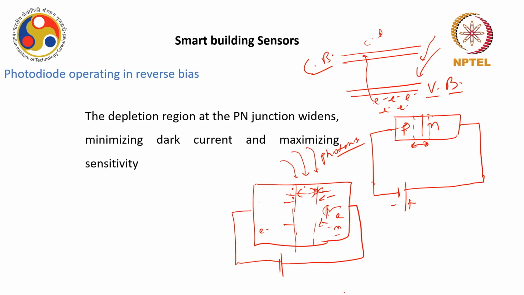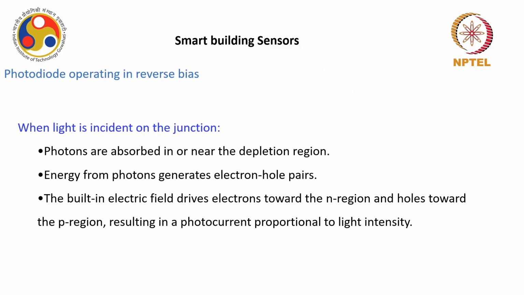Fine. So, the depletion region at the PN junction widens in case of the reverse bias condition, and this will minimize the dark current. Dark current is when there was no light, there was certain current still flowing. So, you do not want very high dark current. So, it will minimize the dark current. However, the sensitivity will be maximized. So, when light is incident on the junction, photons are absorbed in or near the depletion region. Energy from the photon generates an electron hole pair.